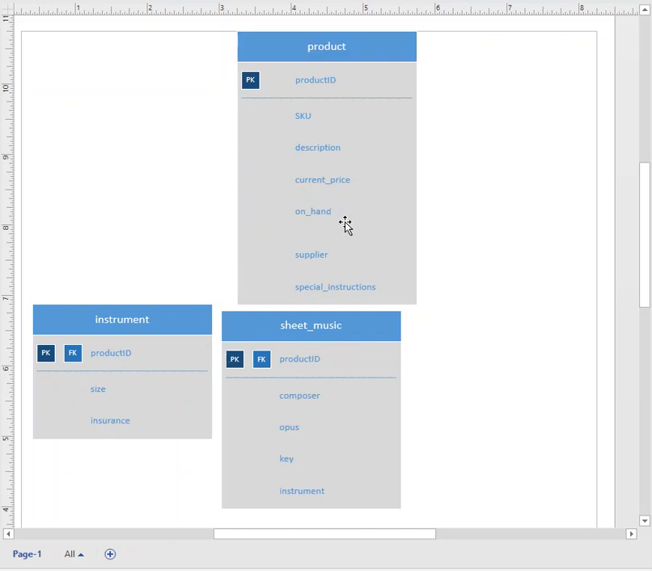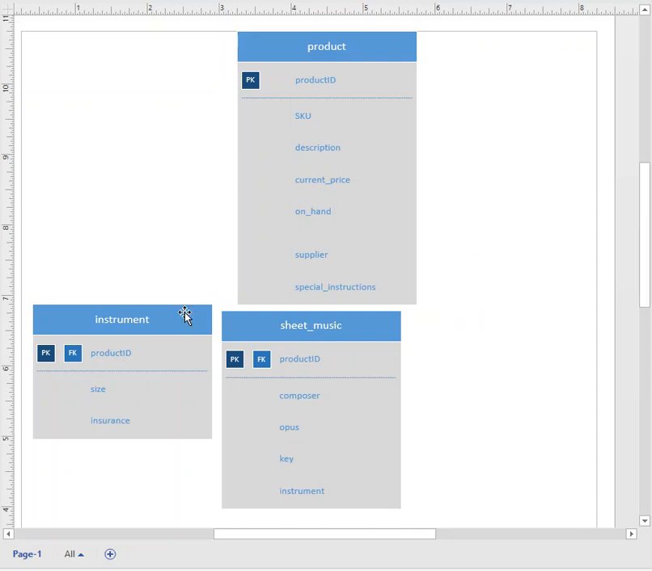So you don't have to have all of your subtypes. If you think you have a subtype, you really need to ask yourself, is there additional information that is specific to that subtype that needs to be stored? So let's talk about overlapping subtypes.